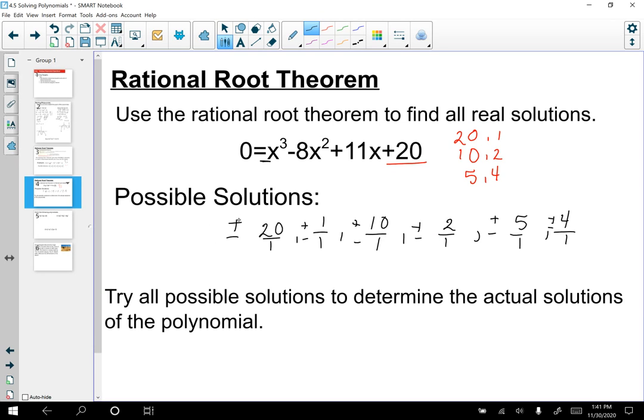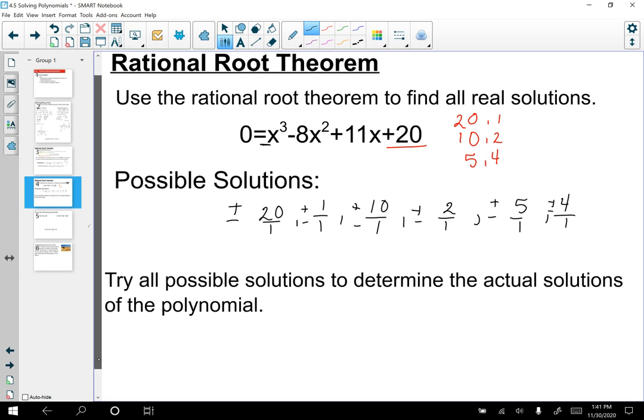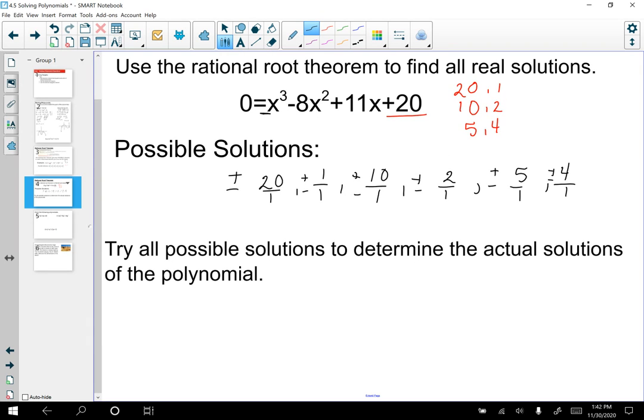And the reason I counted by 2s was because of that plus or minus, right? So that's going to be positive 20 as well as negative 20, all of my options. So now we have to try all of these to determine our actual solution. And to do that, we're going to use synthetic division.